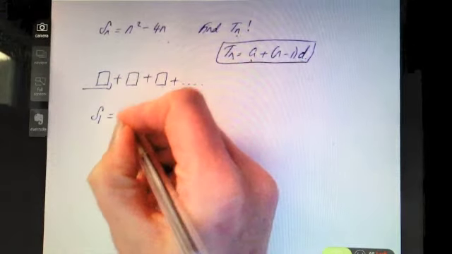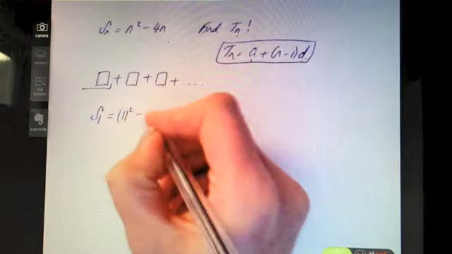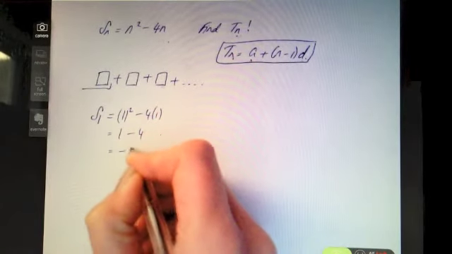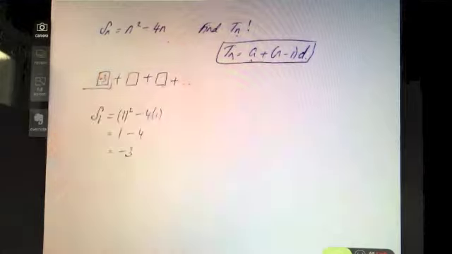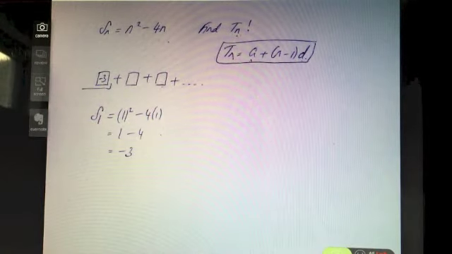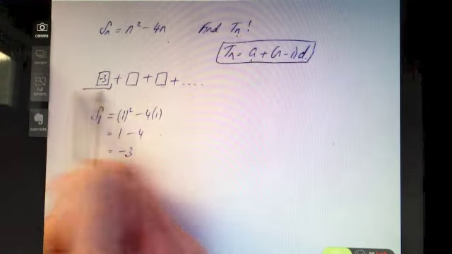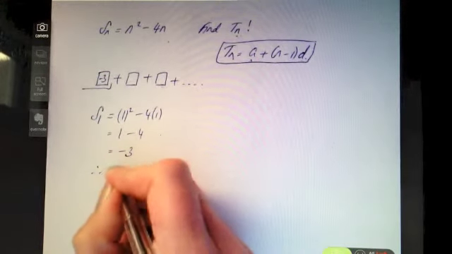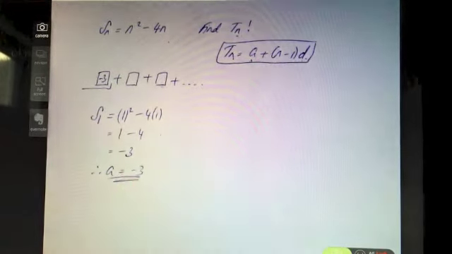Subbing in 1 into my expression n squared minus 4n, I get 1 minus 4, which is minus 3. So that first term is minus 3, because when you add only one term together, you're still going to get minus 3. So straight away, I have a, a is minus 3.